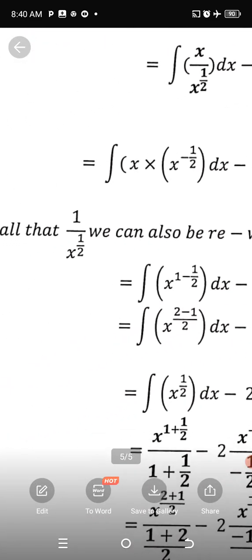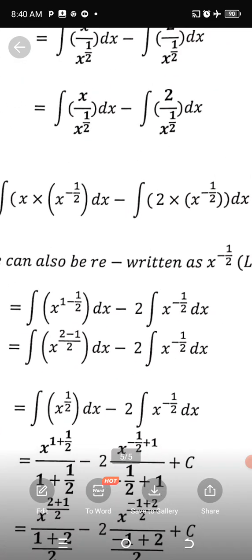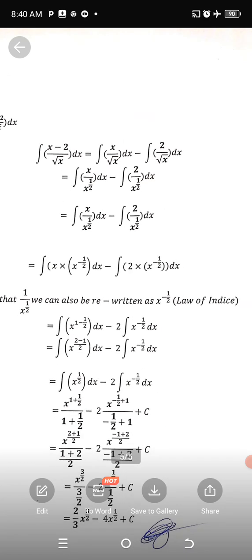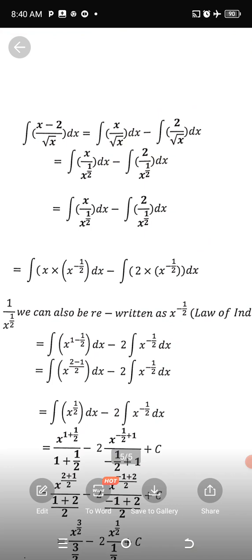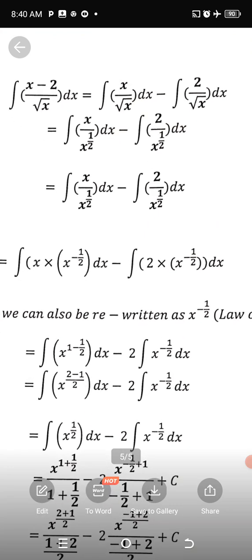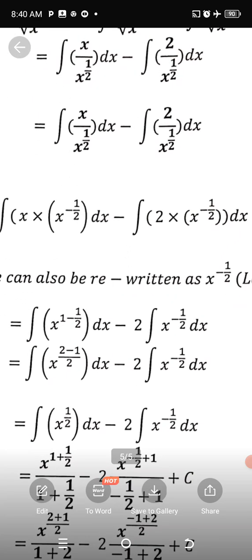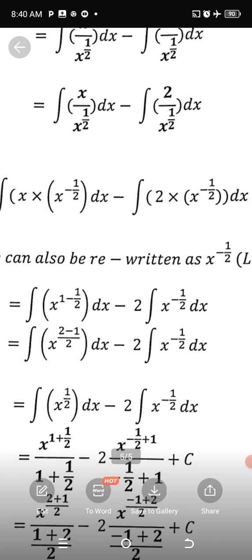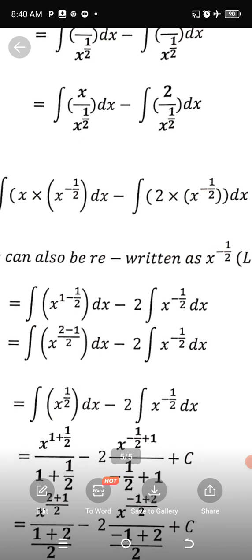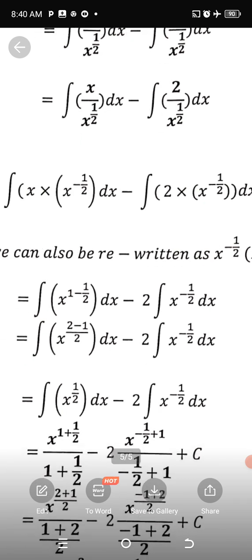So all this is being gotten from the law of indices. It's just the normal law of indices, and eventually from the law of indices you add them together because they are of the same base. So that will now be 1 minus 1 over 2, because that x also means x raised to power 1. So which is x raised to 1 minus 1 over 2. And we do the same thing to the other side. Actually, there's nothing to add there. So we brought out the constant here. That's why you can see the 2 outside.